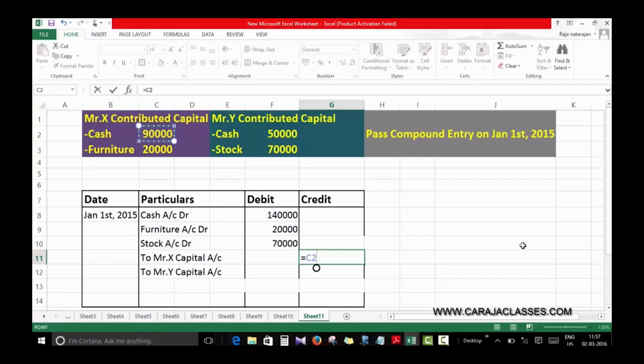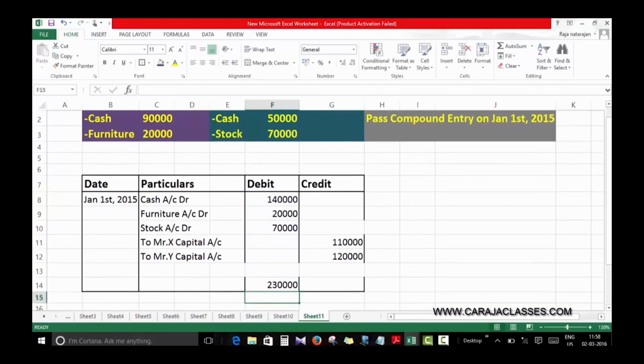So cash of 90,000 and furniture of 20,000. So this is the capital brought in by Mr. X. And we'll go back to the question, we'll identify what is the capital brought in by Mr. Y. Mr. Y brought in a cash of 50,000 and stock of 70,000. So let me total them. And now let me total the debit side and credit side, and let me check whether what I have done is right. Because in a compound entry the rule is the total of debit and credit should tally, and here please watch, the total of debit and credit is 2,30,000. So this gives me a satisfaction that yes, I have done this compound entry rightly.